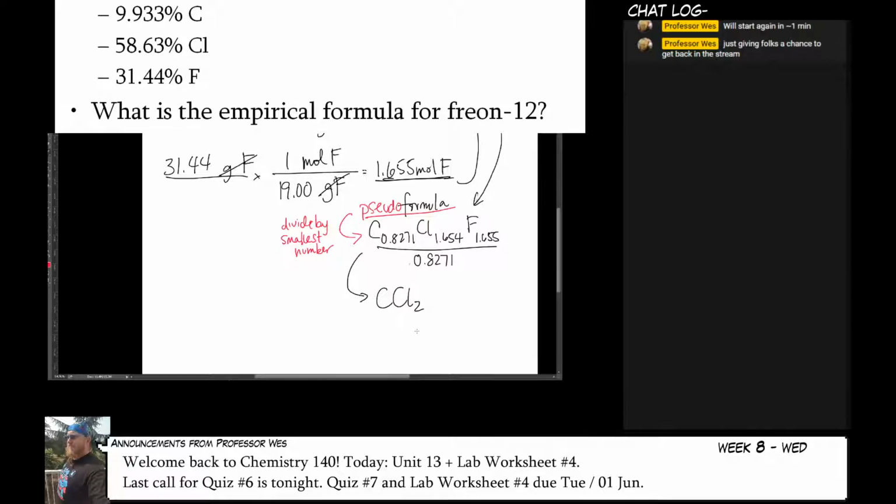We're going to round it to 2. And then for fluorine, same thing. 1.655 divided by 0.8271, I get 2.001. Again, real close to 2. There's your empirical formula.